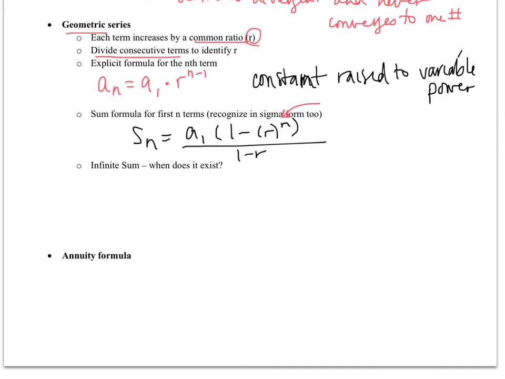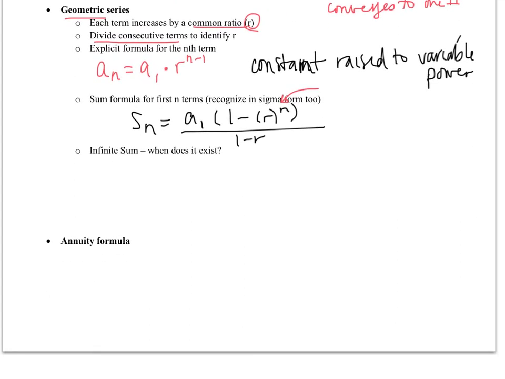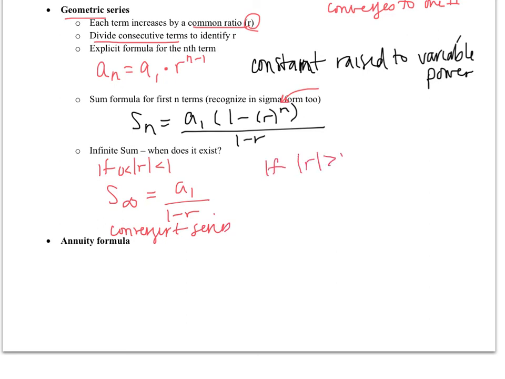Now the infinite sum sometimes exists with our geometric series. What we want to look for is if the absolute value of r is between 0 and 1, then the infinite sum exists, and we can say that the sum is equal to our first term divided by 1 minus r. And this is called a convergent series. If the absolute value of r is greater than 1, then our infinite sum does not exist because it is divergent.